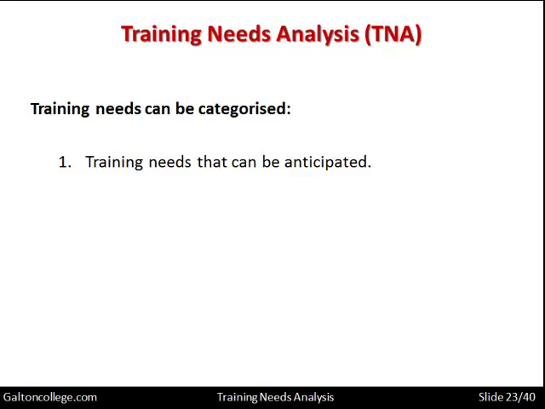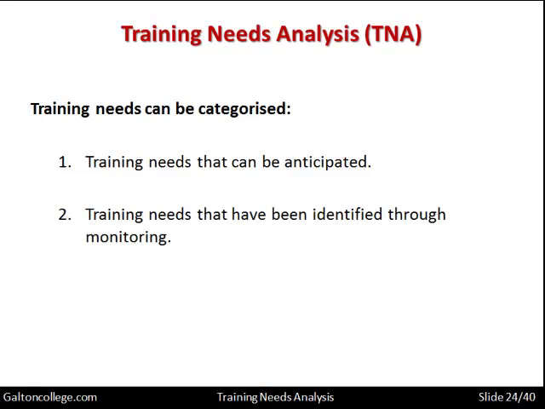Training needs can be categorized. First of all, training needs that can be anticipated. Sometimes the management, as I just said, knows what technologies are on the horizon, knows what technologies are going to arrive, and may anticipate the training needs that will be required as a consequence. Sometimes the management knows that the company is going to start producing a different product, perhaps, and there will be different training needs. Or it's going to enter a new market or a different market, and perhaps the marketing section will need to be retrained. So the training needs sometimes can be anticipated.